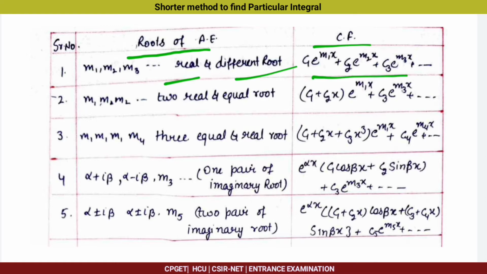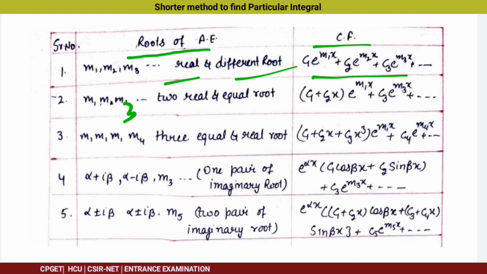See the second one. The roots are real and equal. Here two roots, m1, are real and equal, and the remaining are different, like m3. Then the complementary function is (c1 plus c2x) into e to the power of m1x plus c3 into e to the power of m3x and so on.